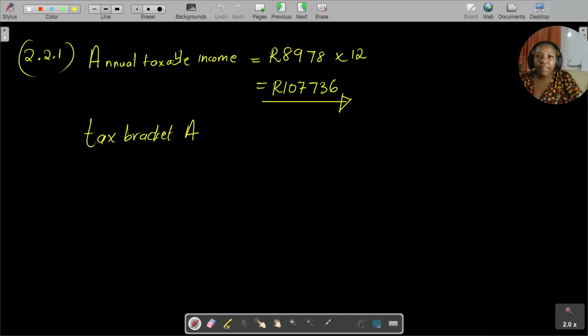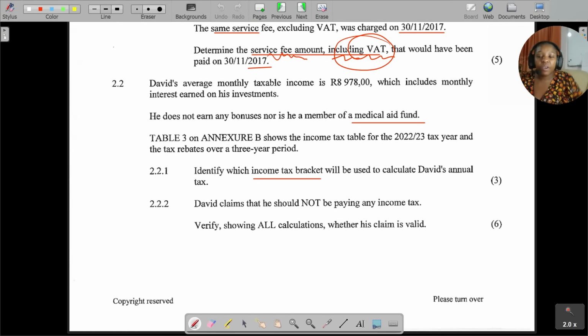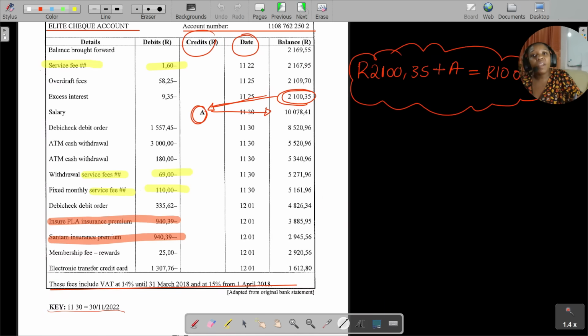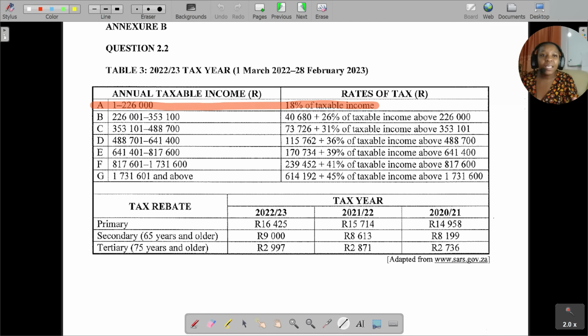Right, then now let's have a look at the next question, right? In the next question, we're given something that's very interesting here, right? They told us that David claims that he should not be paying any income tax. Verify showing all calculations whether his claim is valid. He's saying that he's not supposed to be paying tax. So now we want to verify if his claim is correct. But how do we verify whether his claim is correct if we're not given a tax threshold table? I'm sure you can see that here we're not given any tax threshold table. So what do we need to do in this situation?